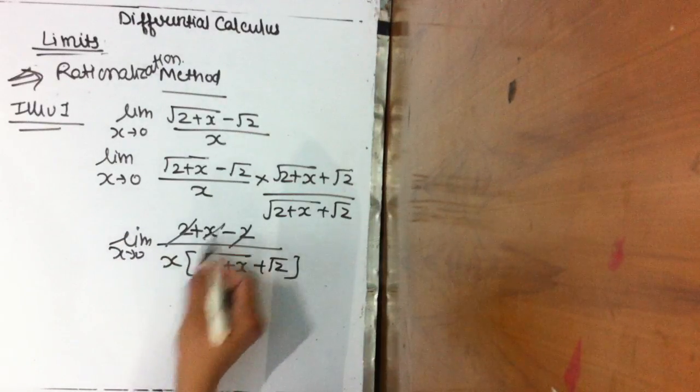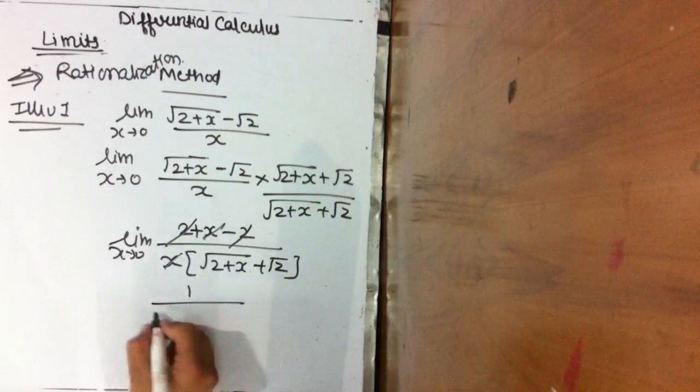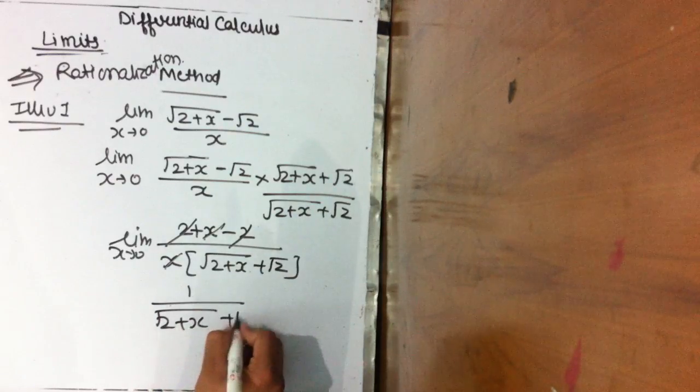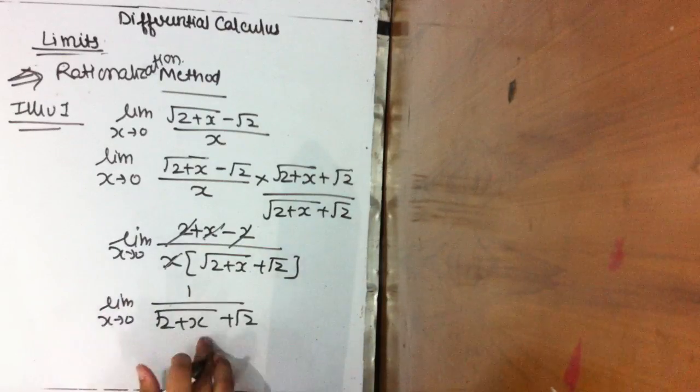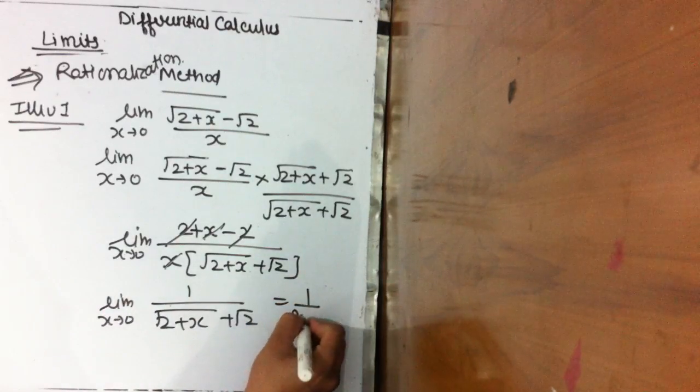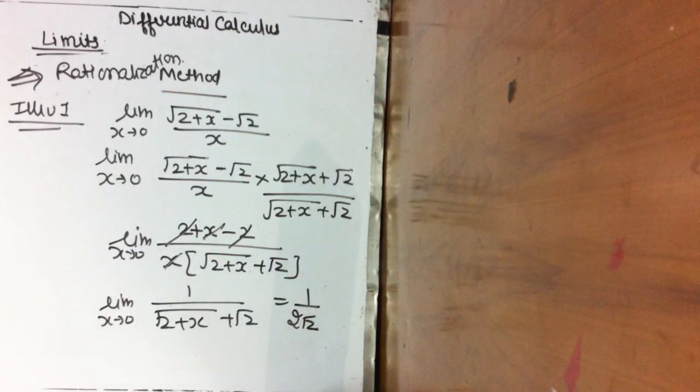Now 2 gets cancelled and x also gets cancelled, forming 1 by (root of 2 plus x plus root 2), limit x approaches 0. So on putting x approaches 0, we get 1 by 2 root 2. And this is your answer.